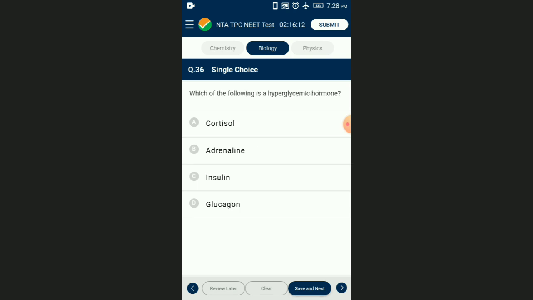Question number 36. Which of the following is a hyperglycemic hormone? Glucagon is commonly called hyperglycemic hormone or diabetogenic polypeptide hormone. So the answer for this question is option D, glucagon.